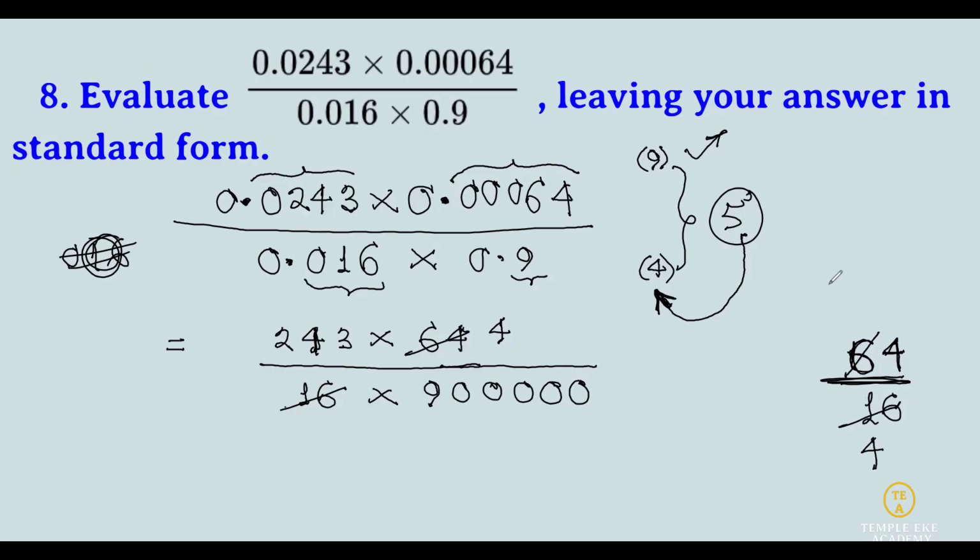4 divides into 6, that's 1. Remainder 2. That 2 remainder by the side of the 4 gives us 24. 4 divides into 24, 6. We have 16 in the numerator. Another round of division. 4 divides into 16, that's 4. That's it. So divide according to your capacity.